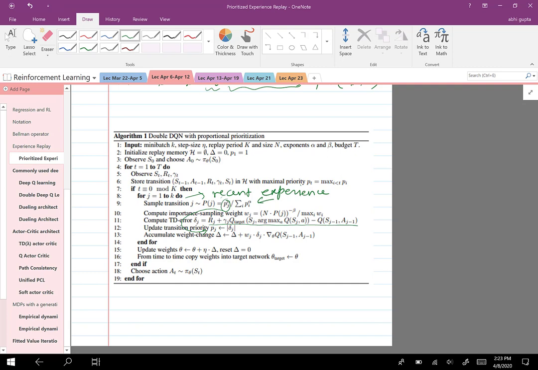So you will notice that there is a Q target and a Q function. These two Q functions are completely different. We will talk about why they are different in double deep Q learning, double DQN, in the next 5 minutes. And then this is the importance sampling weight that I was talking about. This is directly proportional to P raised to minus beta. N is the number of samples you're picking, and the max is the maximum weight of all the samples that you have picked so far.